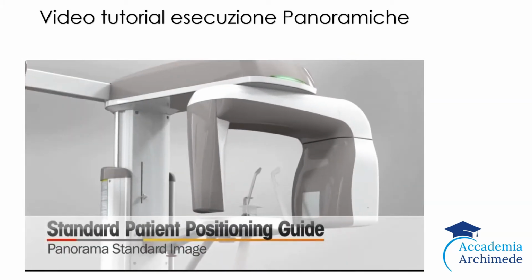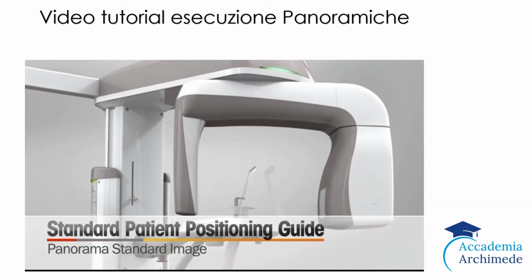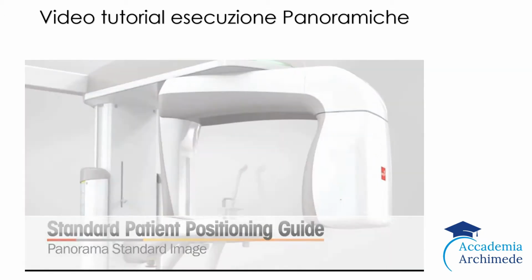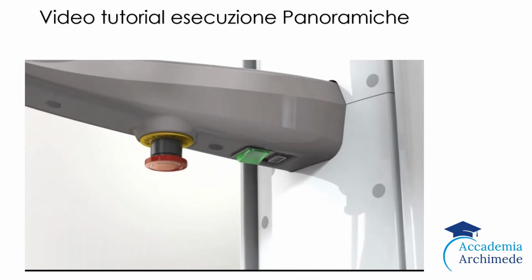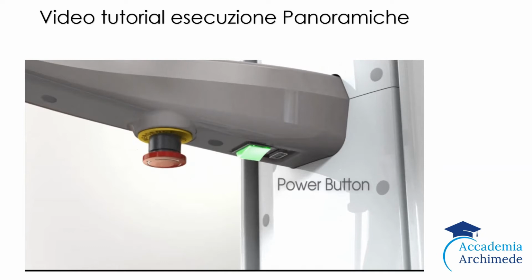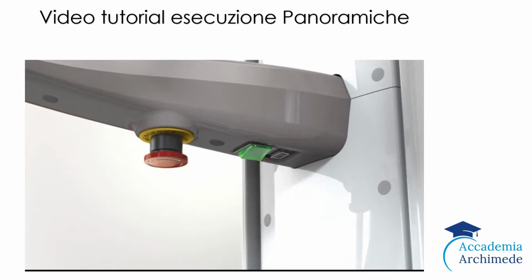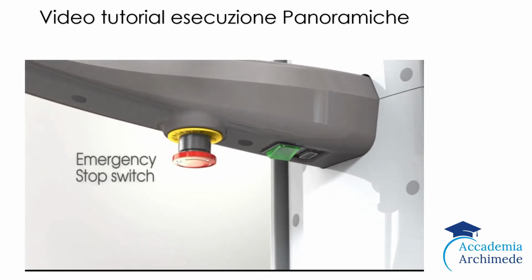Now, we start the standard patient positioning guide for Panorama Standard Image. First, please turn on the switch. If the machine is not working, although the switch is on, please check the emergency shutdown switch.